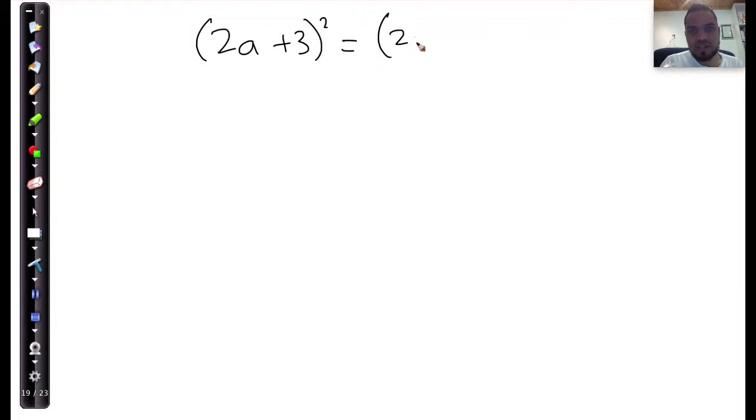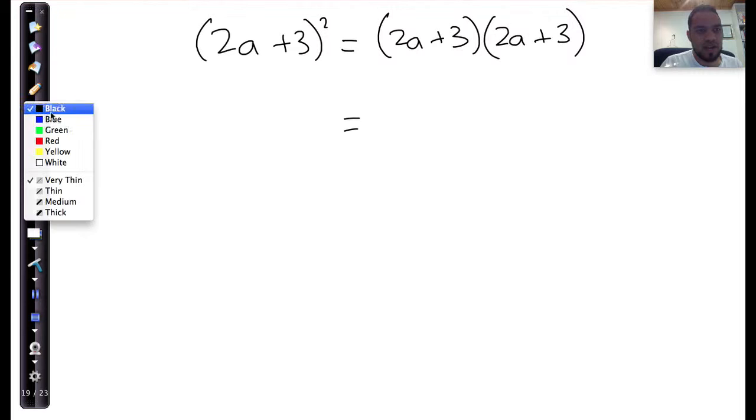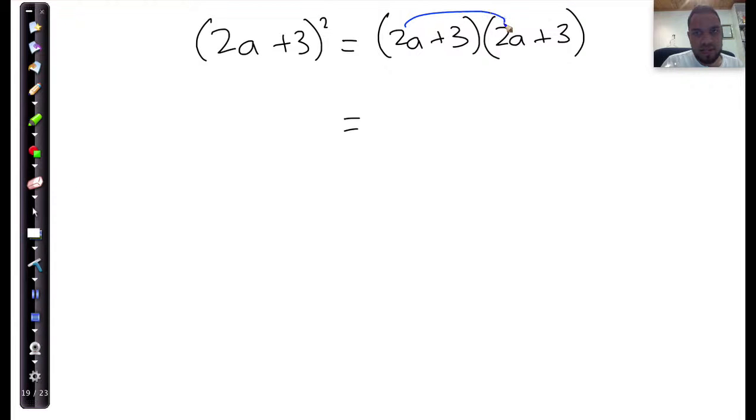(2a + 3) all squared, and that is equal to the following. That is equal to (2a + 3) multiplied by (2a + 3). And let's work this out. Let's do it the long way again. 2a times 2a, 3 times 3, and your bottom side is going to be 3 times 2a and 2a times 3.